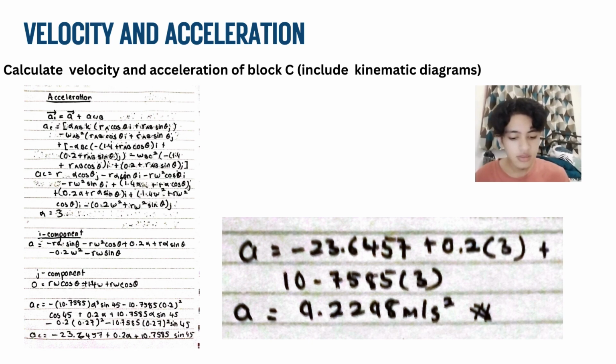Then after we solve it and separate it into I component and J component, we can combine them together and solve it, and insert the angular motion value, which is 3, into the last unknown, and we get the answer, which is 9.2298 meters per second square, which is equal to the acceleration of block C.